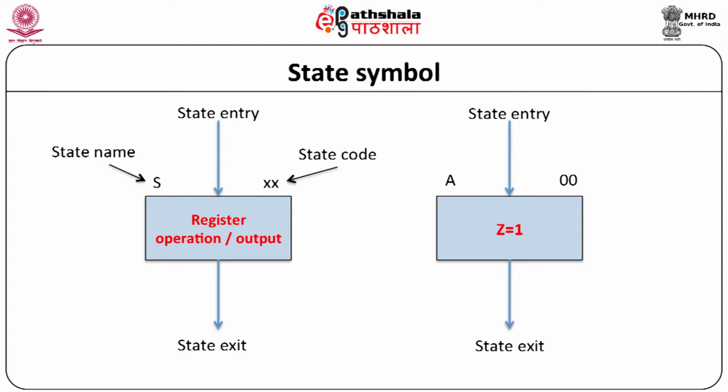The name of the state is written to the left or on the top of the box. A list of unconditional outputs, if any, related to the state are written within the box. These are usually of Moore type. These outputs depend only on the values of the state variables that define the state. If no unconditional output is required, the box is left blank. In this example, the state is labeled as A and the assigned code is 00. The unconditional output is Z equal to 1.